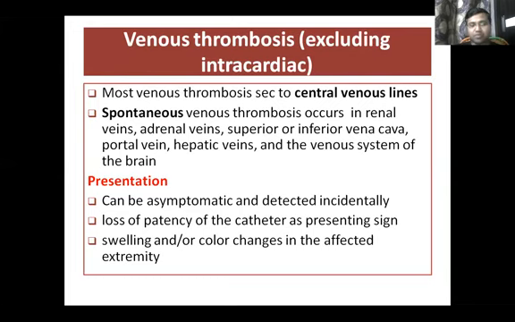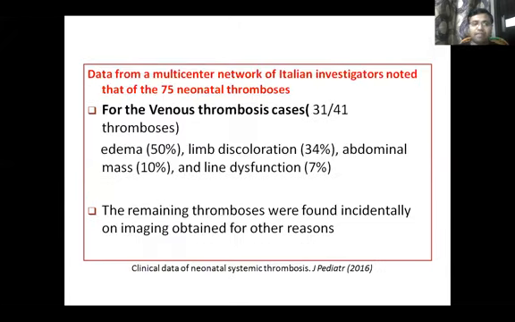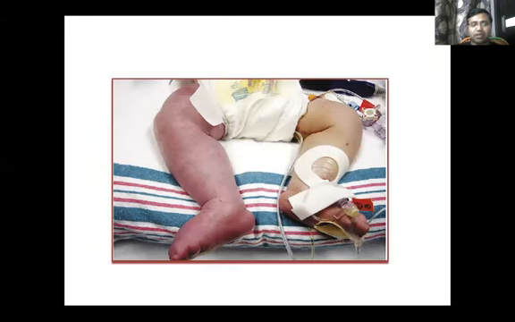Presentation: most are asymptomatic and detected incidentally. There may be presentations like the catheter not working, or swelling or color change. The data from a multi-center study, again quoting the same 75 neonatal thromboses: 41 were venous thrombosis. Of those, 31 presented with symptoms: edema was 50%, limb discoloration 34%, abdominal mass 10%, and line dysfunction 7%. The remaining were asymptomatic. So this is a deep vein thrombosis. See the color change, edema.